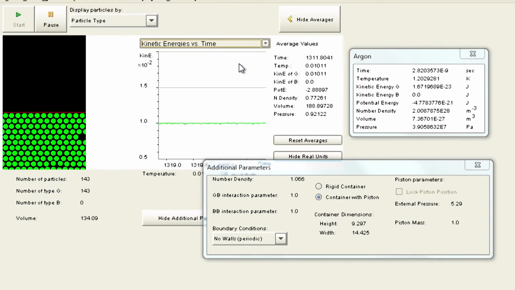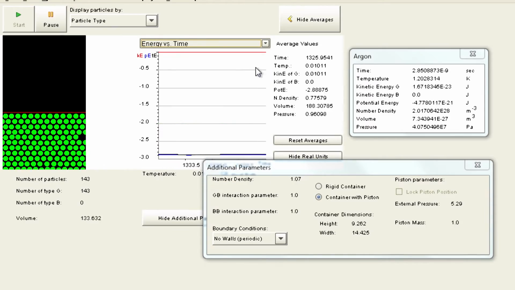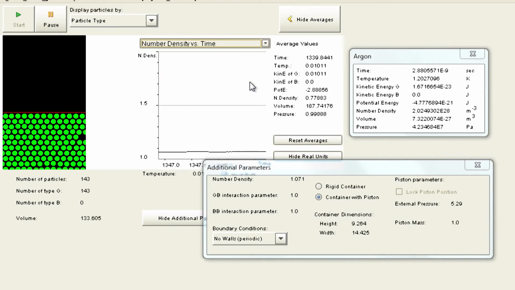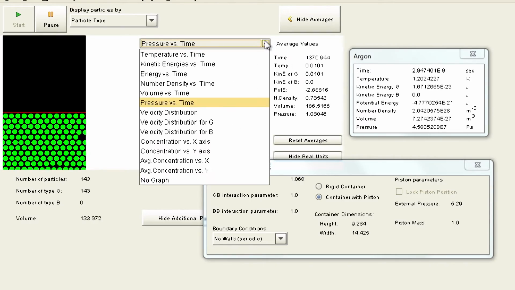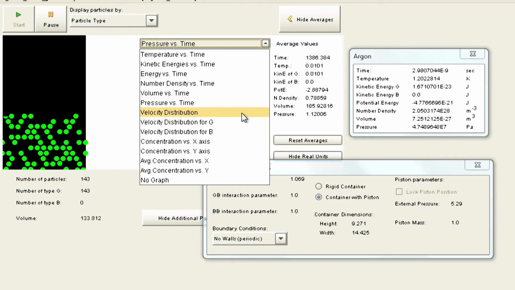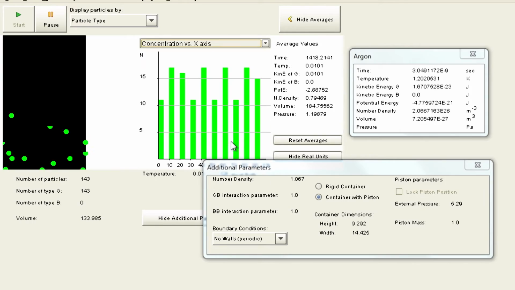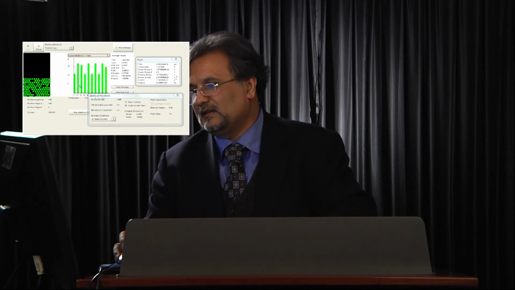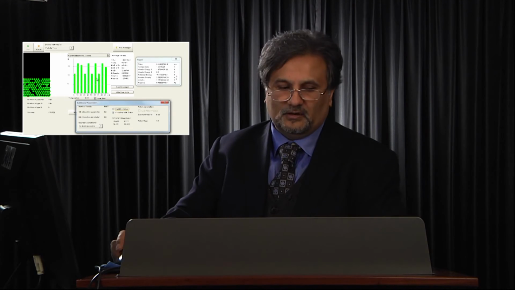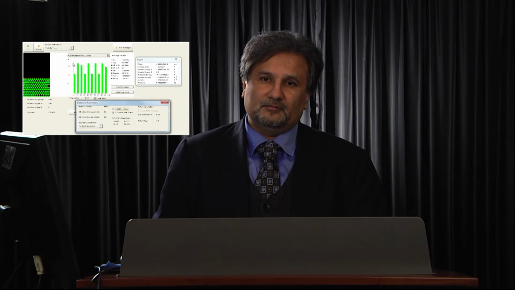You can look at kinetic energy, you can look at the energy versus time, you can also look at number density, and as you know, number density will change with the volume change. The most important factor is the pressure for the virial, some velocity distributions, and you can also look at concentrations. So, this gives you a very good idea of how different systems would work under different pressure conditions, and whether a metallic system can be modeled by Lennard-Jones.